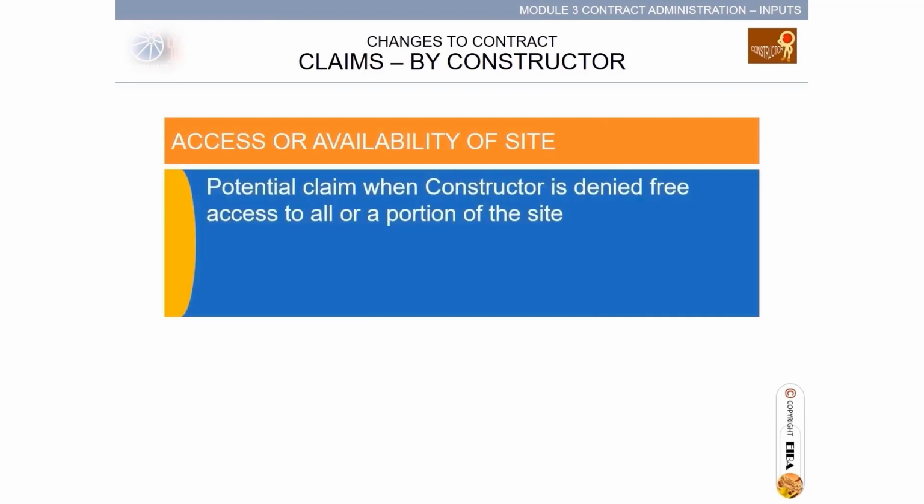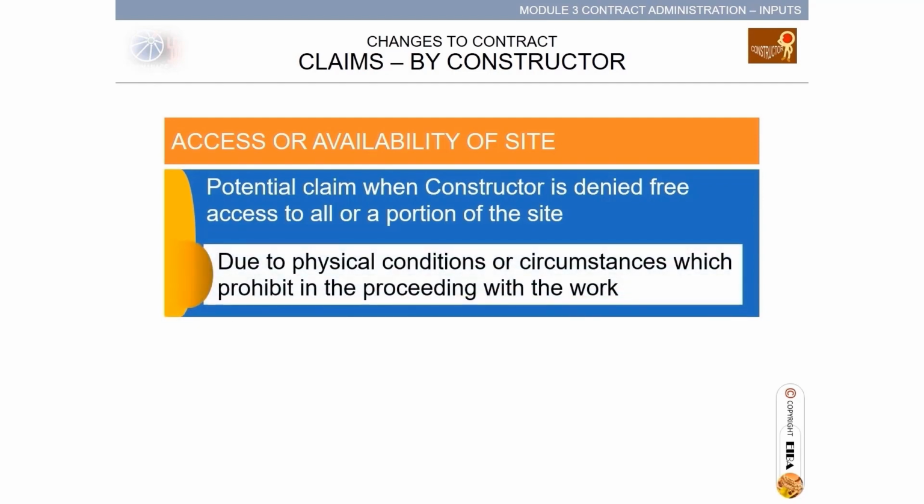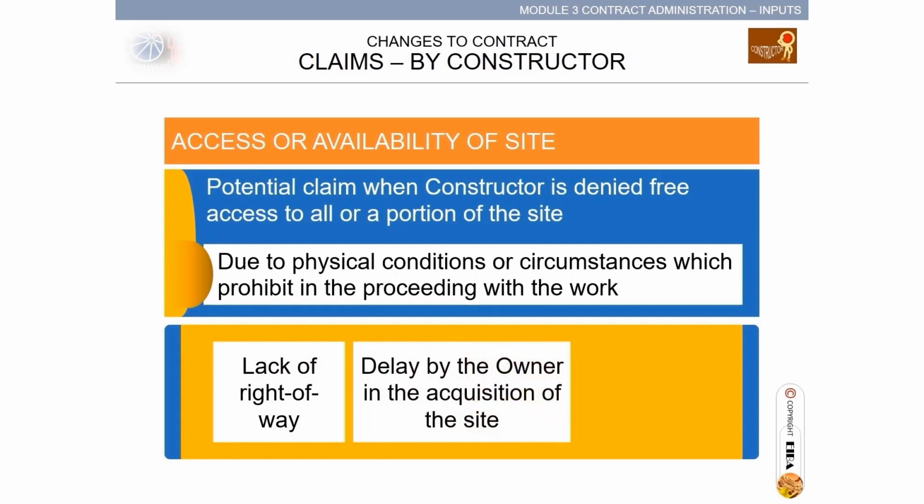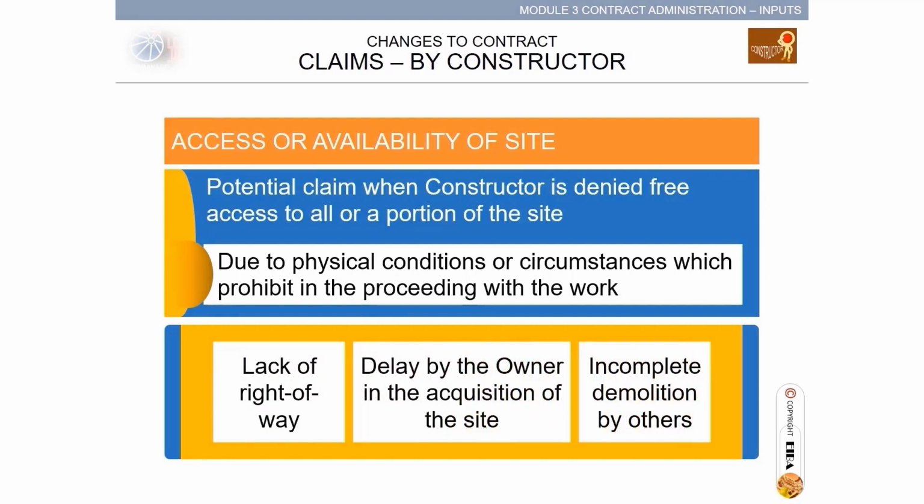Access or availability of site that impedes the constructor's progress. A potential claim arises when the constructor is denied free access to all or a portion of the site due to physical conditions or circumstances which prohibit proceeding with the work. Examples are lack of right-of-way, delay by the owner in the acquisition of the site, and incomplete demolition by others.